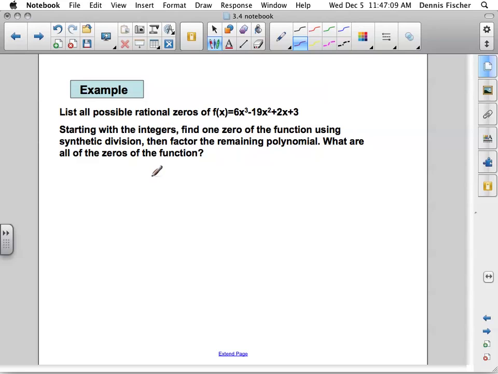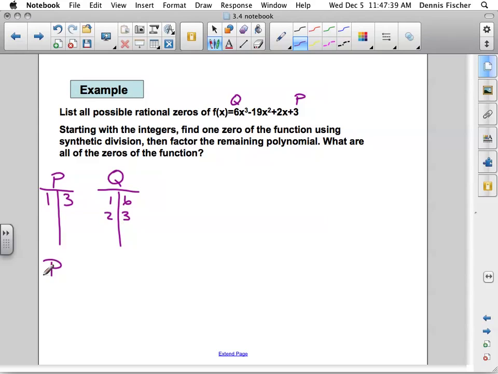So what I'm going to do here is this is my P. This is my Q. And we're going to write down our factors of P. There were not a lot of them. Factors of P are going to be 1 and 3. Not a lot. Factors of Q are 1 and 6 and 2 and 3.